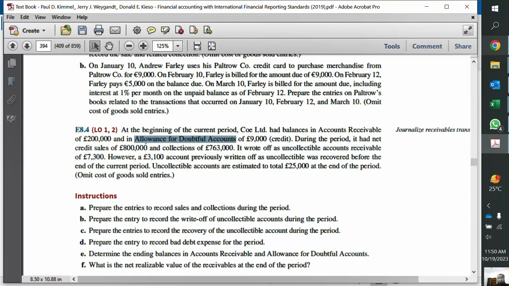Yes, this is the title. So we have to keep the title same, debit accounts receivable and credit. However, a $3,100 account previously written off as uncollected was recovered before the end of the current period. So this is recovery, so refer to the recovery video.